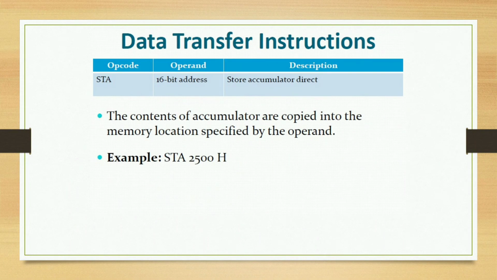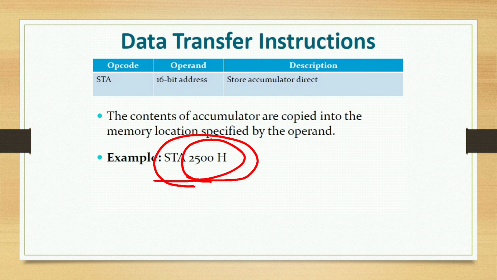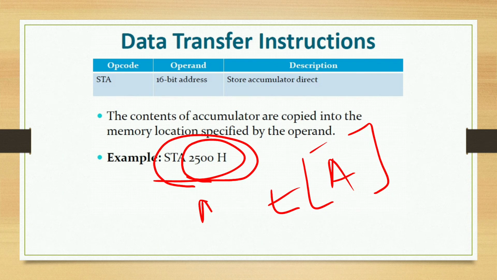STA 16-bit address. Store accumulator directly. In this instruction, the address is directly given. Consider an example, STA 2500H. This instruction will store the accumulator to the given address.